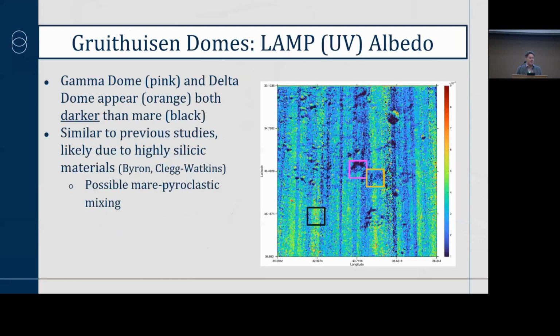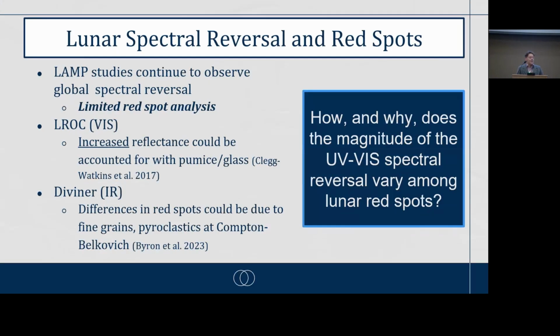So this all leads me to my science question: how and why does the magnitude of the UV vis spectral reversal vary among these lunar red spots? The 3 in particular.